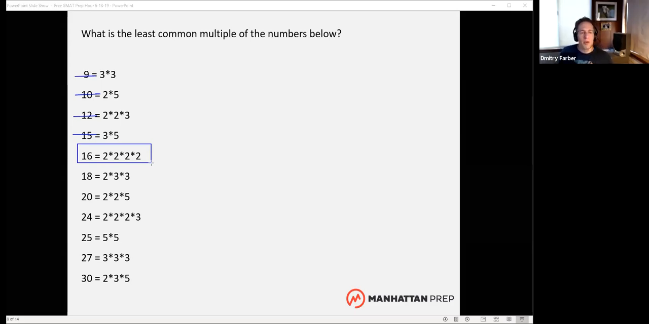Where am I going to see the most 3s? Which of these numbers has the most 3s? Try the 27. And to have more 3s, again, I would have to have the next power of 3, which is 81. I don't have that. Where am I going to see the most 5s? 25, and my next power would be 125. I don't have that, of course. And then there's no other primes.